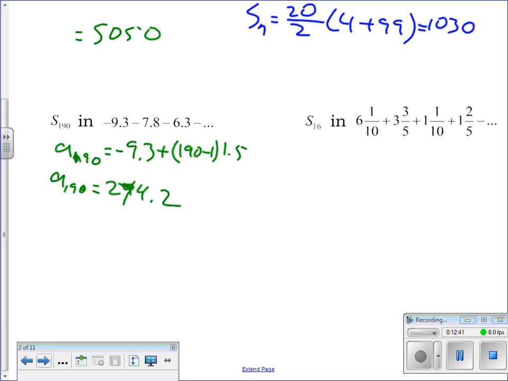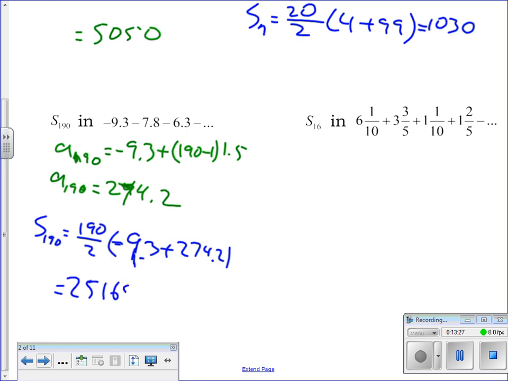So we know our last term, we know our first term, we know how many terms there are. We can set this up. Our sum of the first 190 terms is 190 divided by 2 times negative 9.3 plus 274.2. And I get 25165.5. That's what I get.